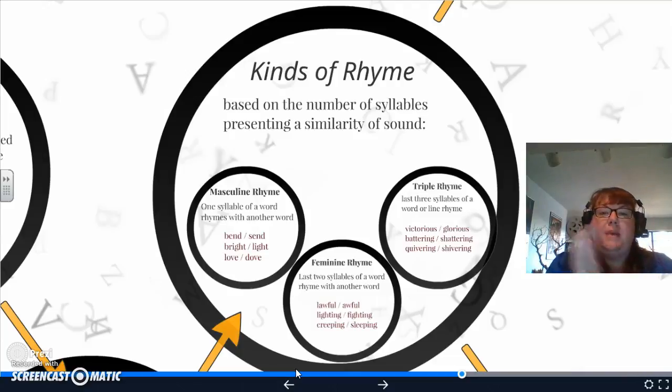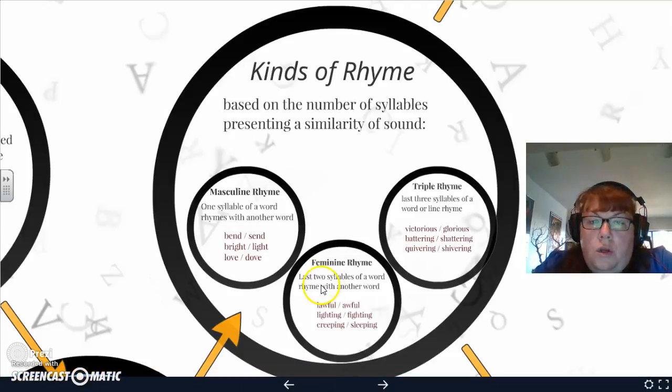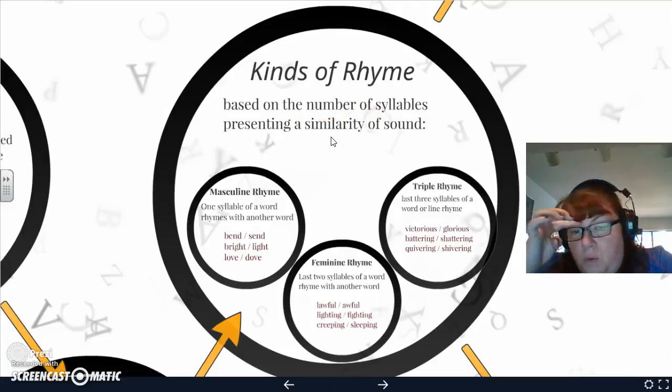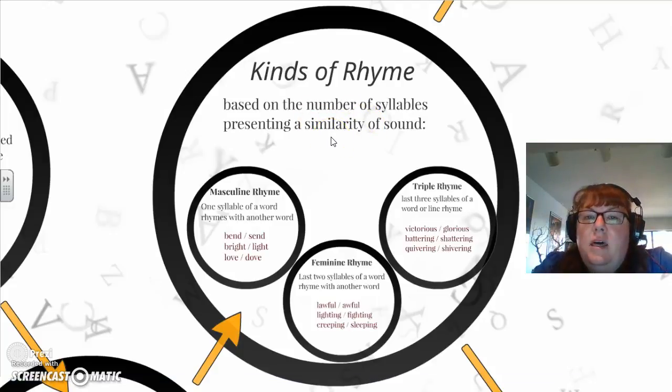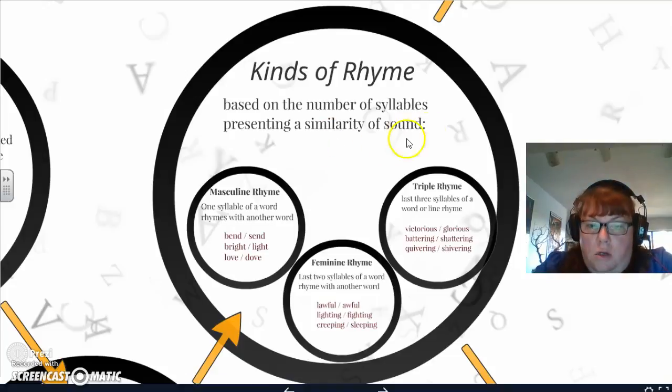This one is based on how many syllables the word itself has, or the rhyming aspect has, not necessarily the entire word. Okay, so this is based on number of syllables presenting a similarity of sound. So it's the similarity aspect that's important. It's not every single syllable of the word, but more the idea of how many syllables are similar.